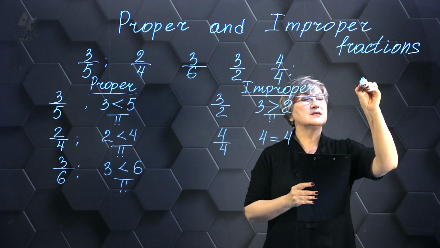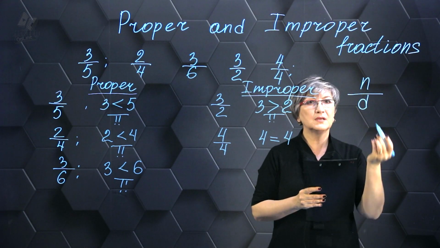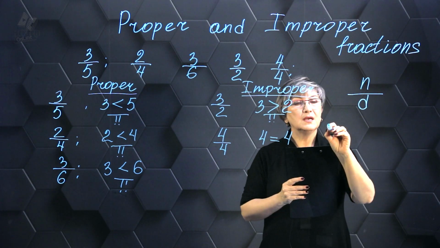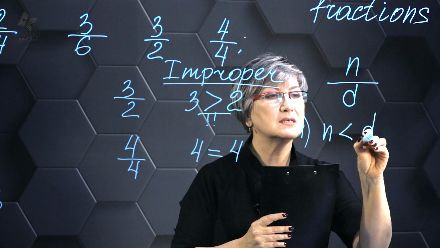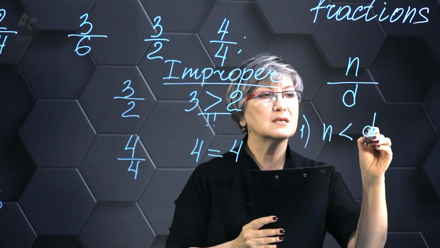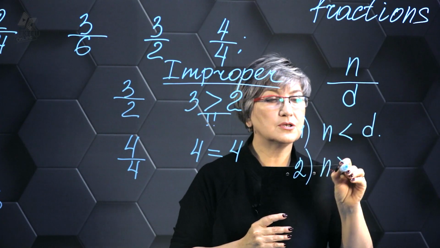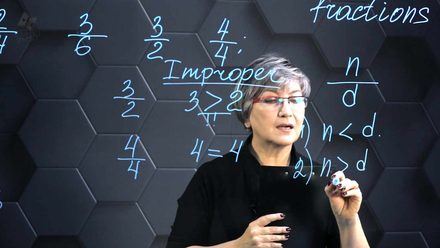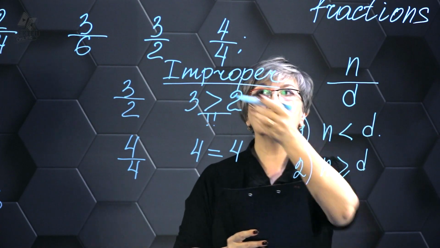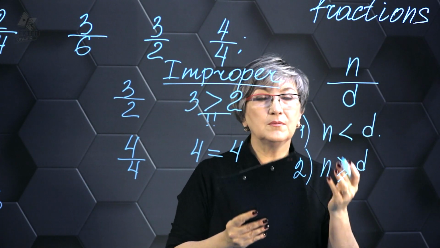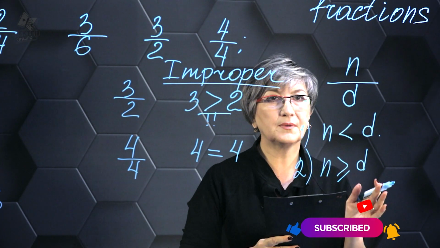I will write it down accordingly. This is an important matter, and you are fully aware of it. In the case where my numerator is less than the denominator, the fraction is referred to as a proper fraction. And in the event that my numerator is greater than or equal to the denominator, then in this situation, the fraction is referred to as an improper fraction. Here is a very simple method to divide fractions into proper and improper fractions.